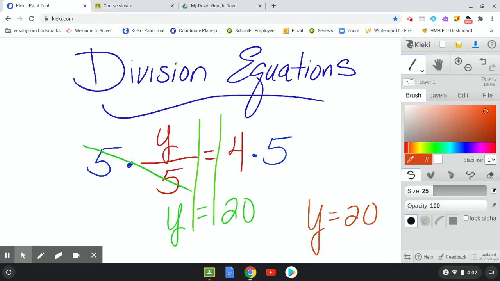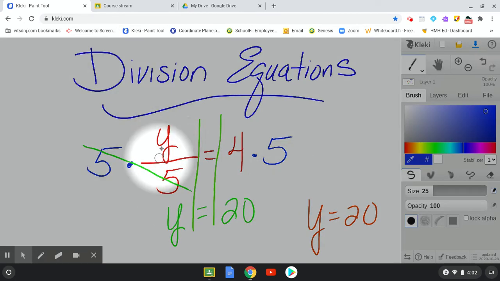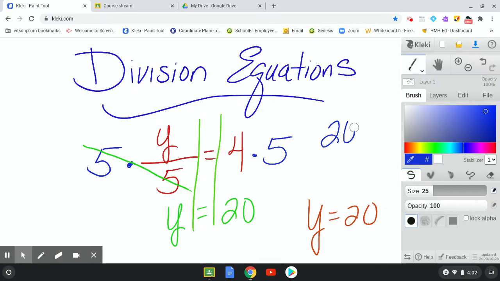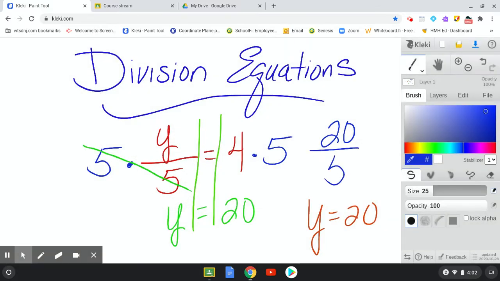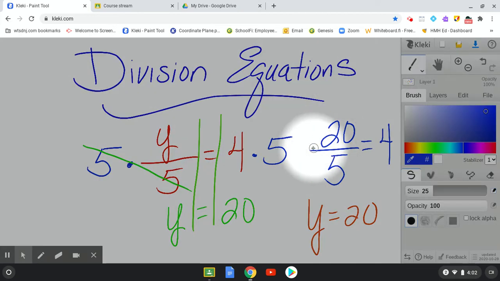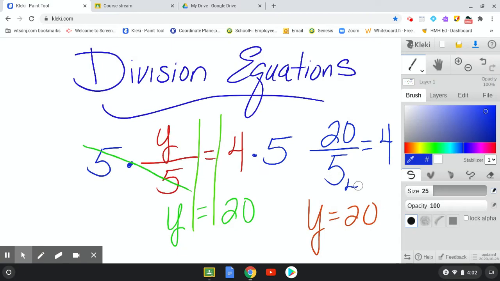But we want to check to make sure that is correct by plugging it back into the original equation. So I'm going to rewrite that over here. So in place of y in the equation, I'm going to input 20 because that's what we ended up solving for. So now I get 20, I'm going to just put the rest of the equation, divided by 5, and they have that equals 4. Well, it just so happens that 20 divided by 5 is equal to 4, and 4 equals 4. So because the left side equals the right side here, y equals 20 is correct.